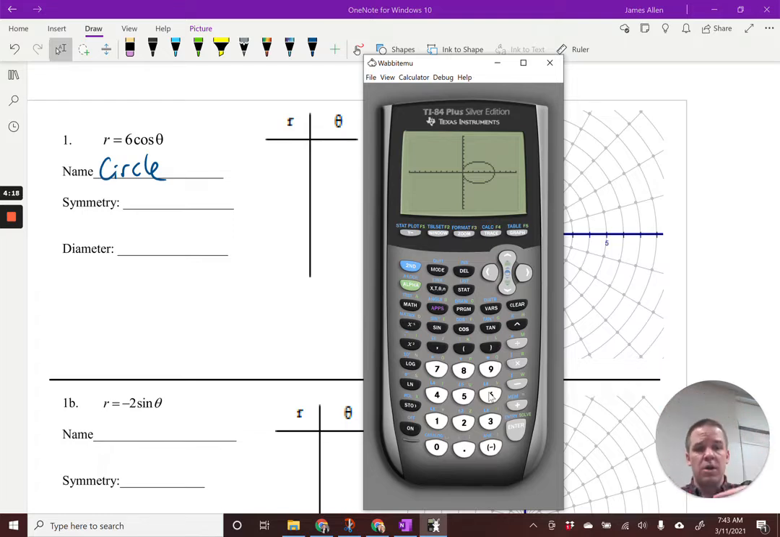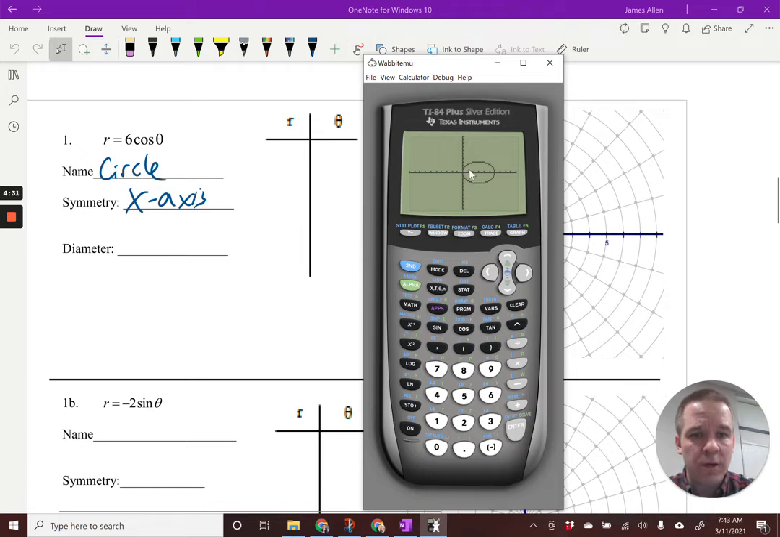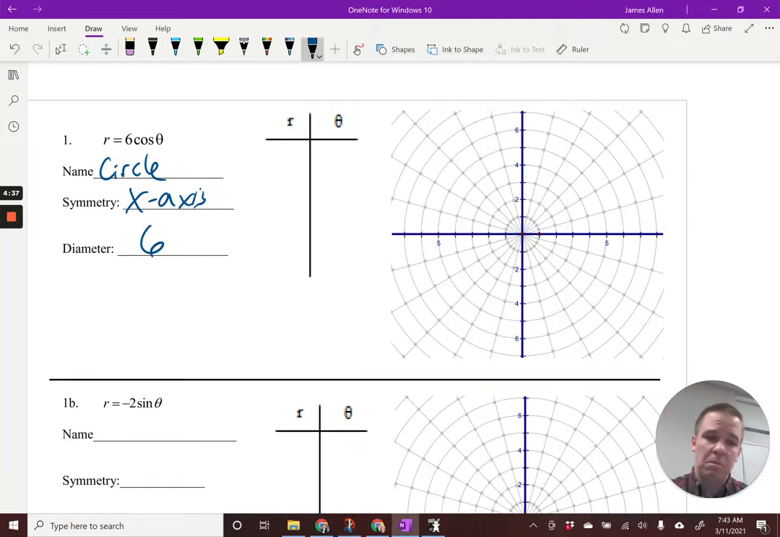Well, our symmetry is over that horizontal, that x-axis if we were in rectangular. So we can say x-axis. Okay, what's my diameter going to be? Well, if, again, I pull up this emulator here, we got 1, 2, 3, 4, 5, 6, just like the equation has there of 6. Our diameter is 6. Cool.